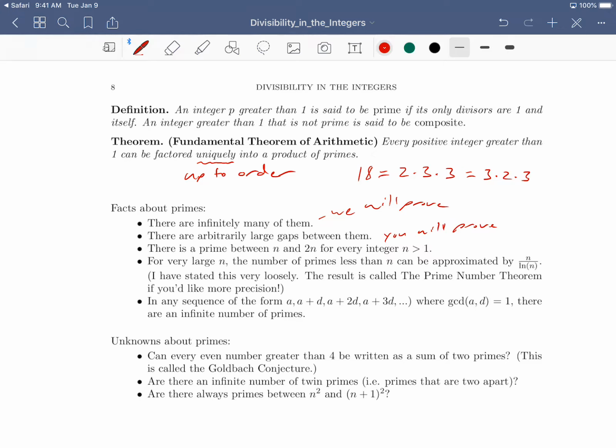So just as a couple examples, even number greater than 4. If we take 6, we can write that as 3 plus 3. If we take 8, we can write that as 3 plus 5. If we took like 16, we could write it as 3 plus 13. So a whole lot of these even numbers have been checked, more than you can even think about. People don't know if it's true or not. We believe it's true, but nobody has been able to prove it.